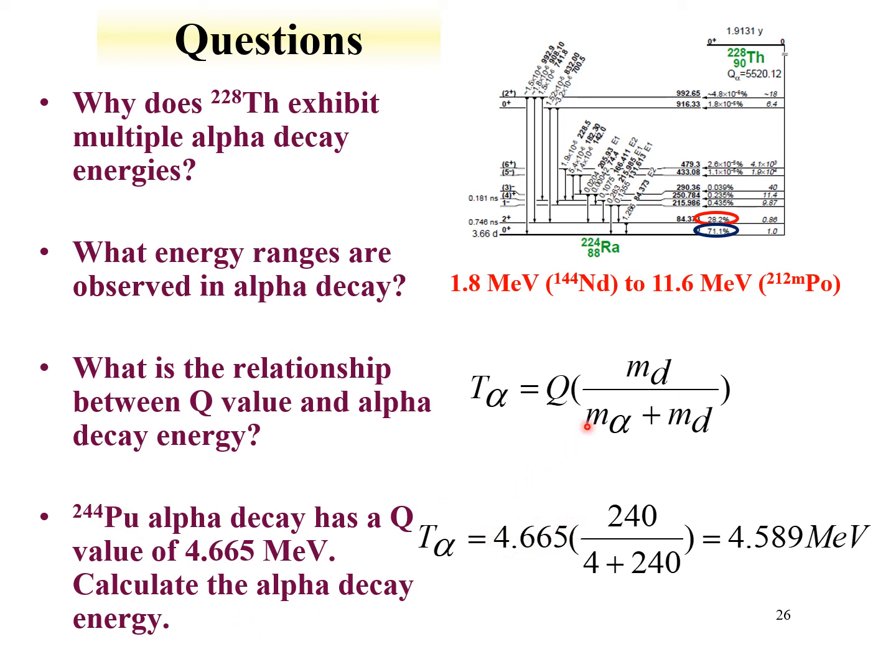Plutonium-244, daughter is uranium-240. So 240 divided by 240 plus 4, that's equal to 4.589 MeV. And if you looked in the chart of the nuclides, you would see that that is one of the alpha decay energies for plutonium-244. You would also see that there are other values that are available. Again, that has to do with decaying to excited states. So this value is the maximum alpha decay energy that can be obtained from a given Q value.